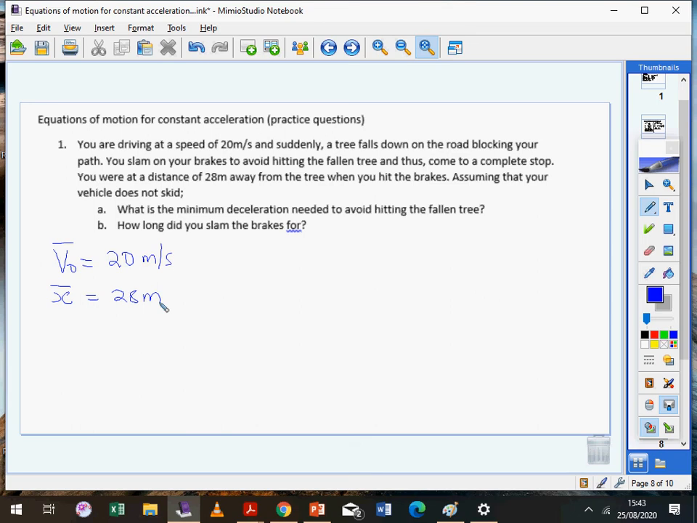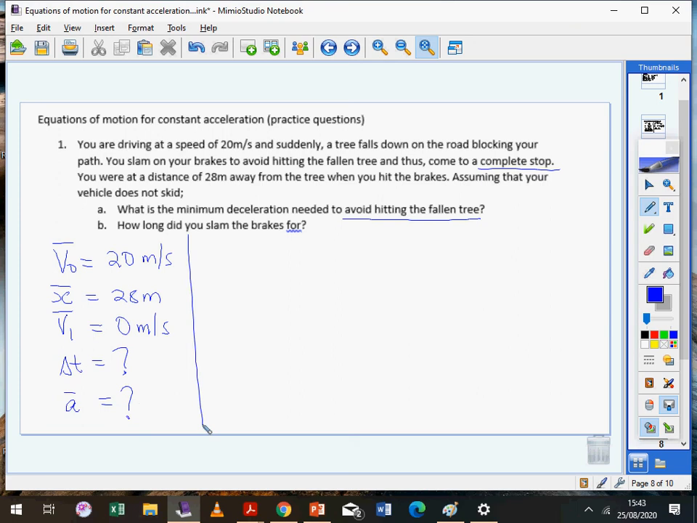Now, there's given information here that is not stated, and that is that your final speed is 0 meters per second, because you're going to decelerate to avoid hitting the tree. That means you're going to come to a stop. It even tells you here you come to a complete stop, so your final velocity is 0. We do not have the time, and we do not have the acceleration. So you have initial velocity, final velocity, and displacement.